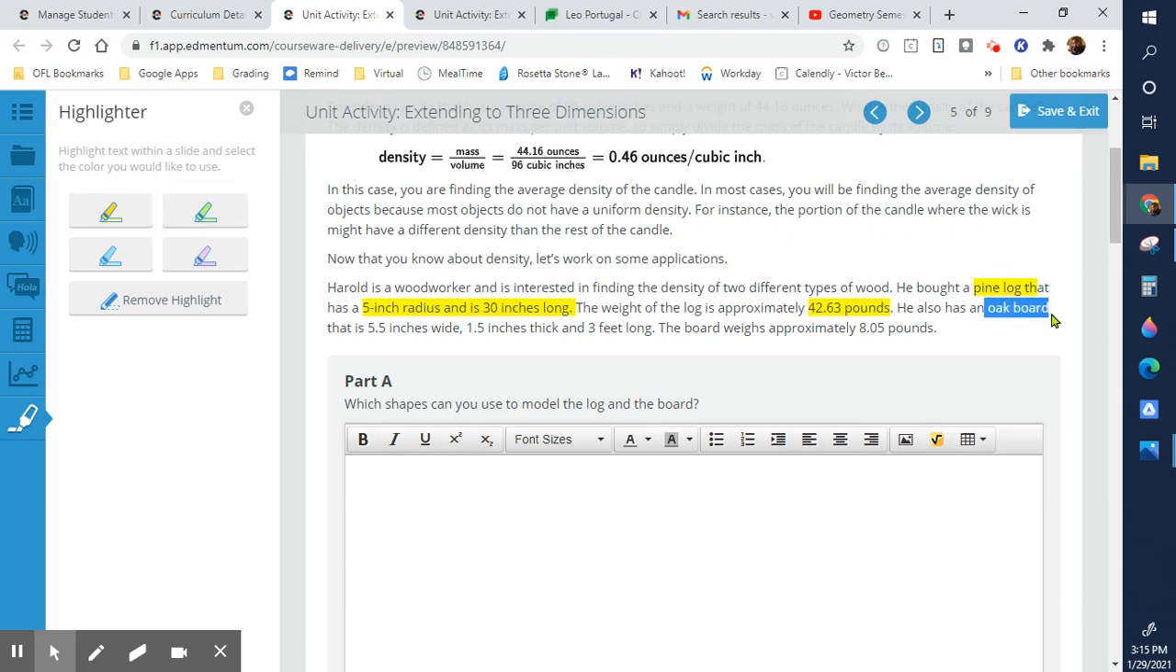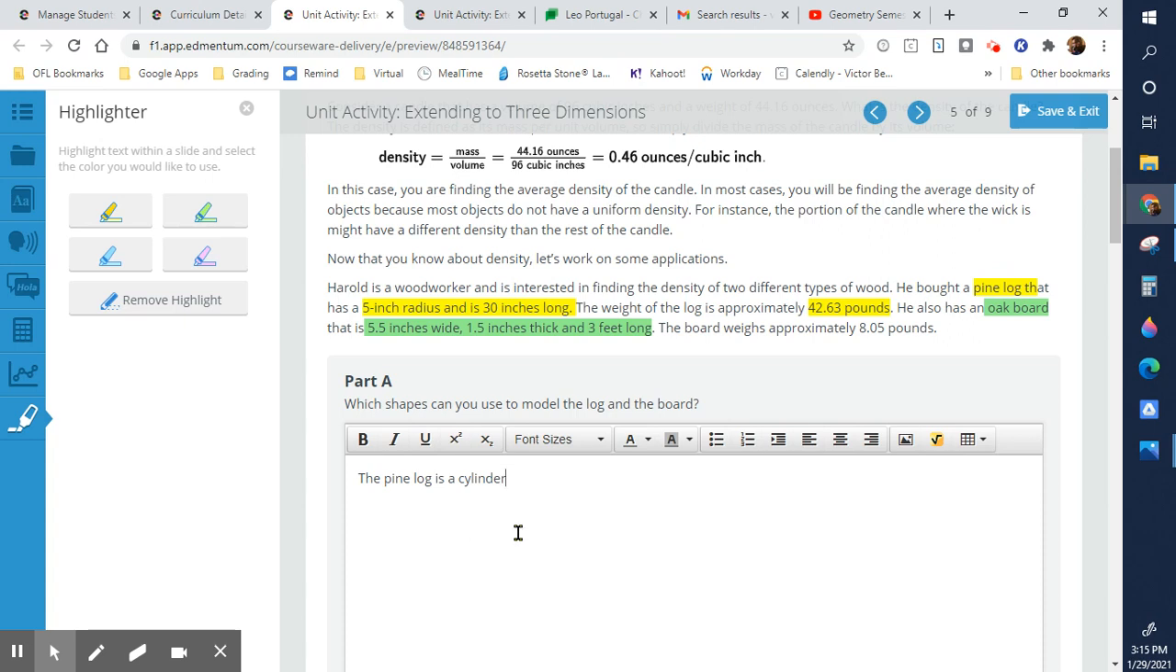The other thing is an oak board. This board that's made of oak has a width of 0.5 inches. It has a thickness of 1.5, and it's 5 feet long. All right, so we need to describe this. If we're thinking of a log, what is a log? Well, the pine log is a cylinder. We've gone over cylinders in the past videos for the first unit, I believe. So a pine log is a cylinder.